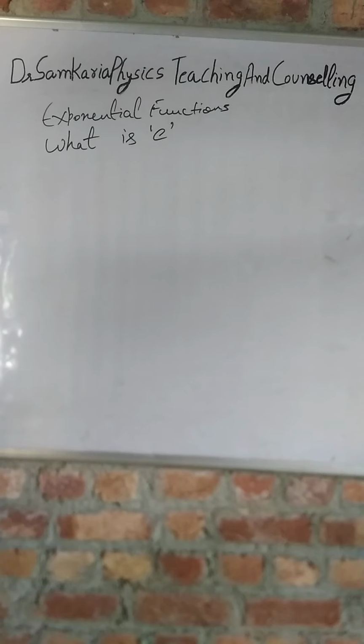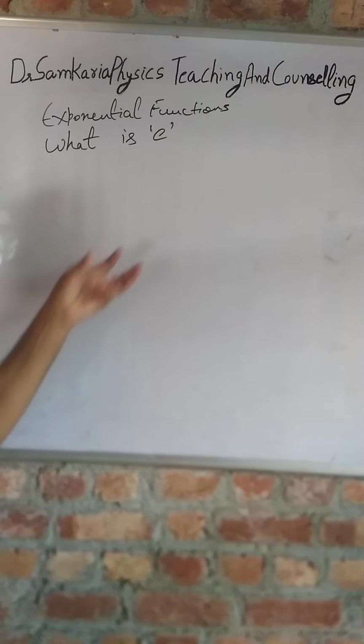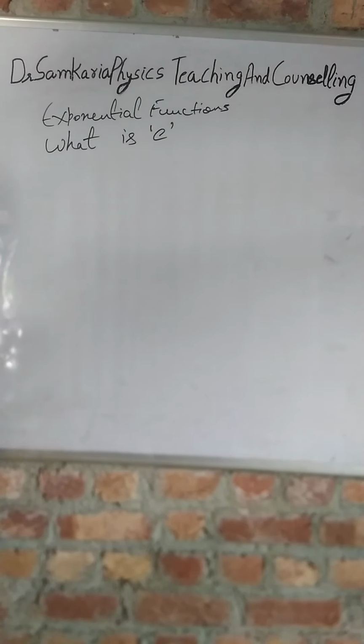When you study your physics course or any other science course, you will see that all your decay rate or growth rate is mentioned in terms of e, that is the natural exponent. So what is this natural exponent? Where does it come from? I will give you a comprehensive view of this e. So please listen very carefully.